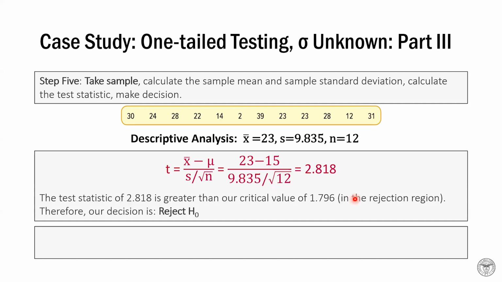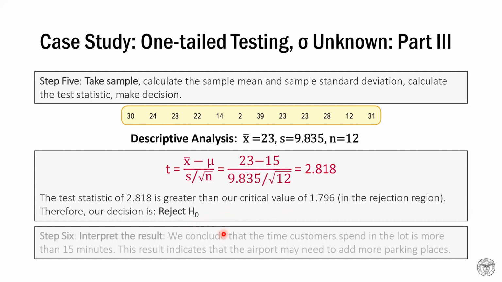Because the test statistic of 2.818 is greater than our critical value of 1.796, it is in the rejection area. Therefore, our decision is to reject H sub 0. In conclusion, the time customers spent in the lot is more than 15 minutes. This result indicates that the airport may need to add more parking places.